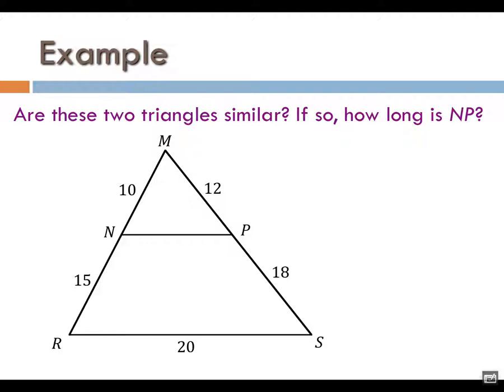Because MNP and MRS have the same scale factor for their two sides, and then M is the same. Wait, slow down. It takes me time to process. I'm a little slow. 10 divided by 12 is the same as 25 divided by 30.